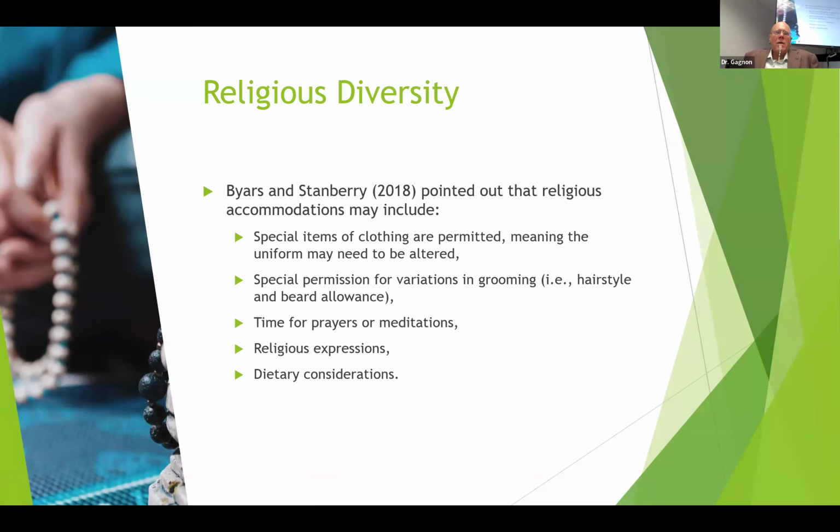Continuing, Byers and Stanbury also pointed out that religious accommodations may include special items of clothing being permitted, meaning the uniform might have to be altered. Special permission for variations in grooming, hairstyle, beard allowance, time for prayers or meditations, religious expressions, dietary considerations. Take, for instance, someone of the Sikh belief.